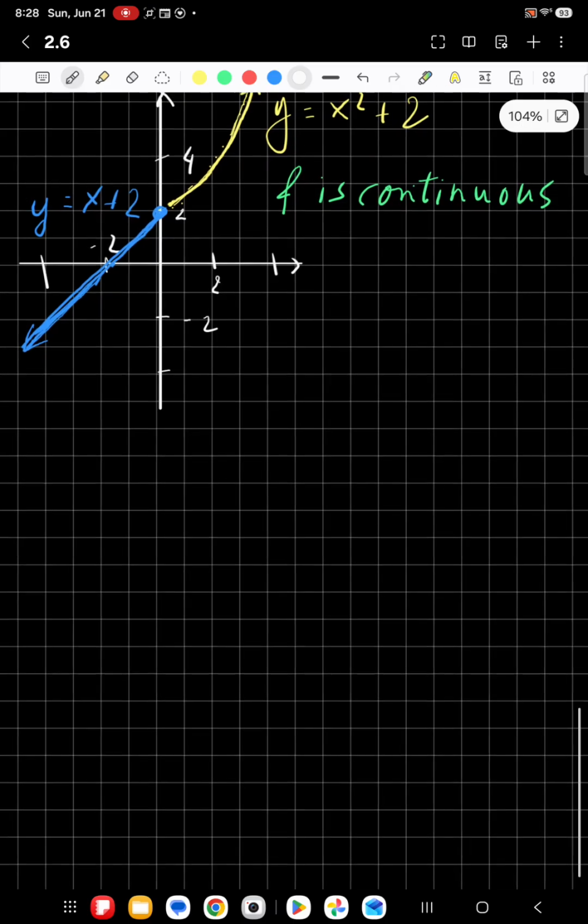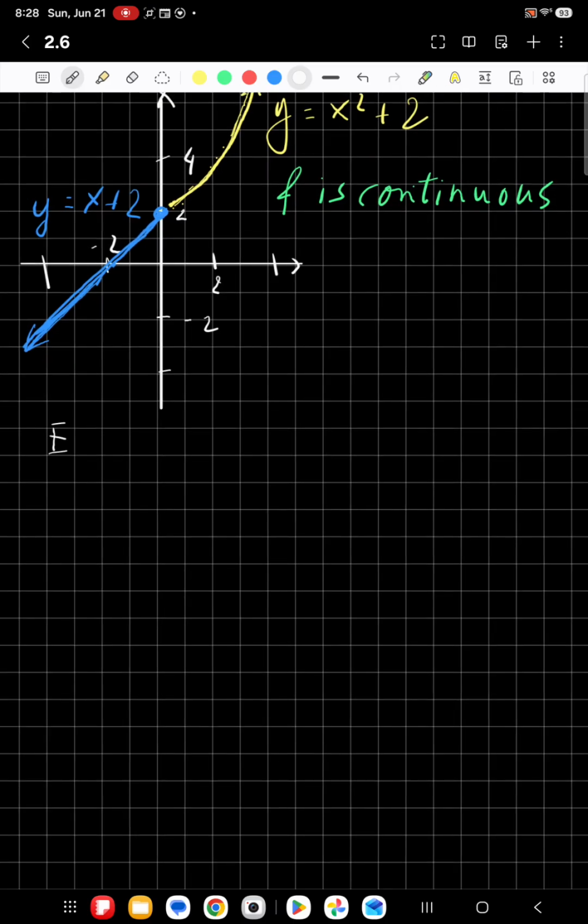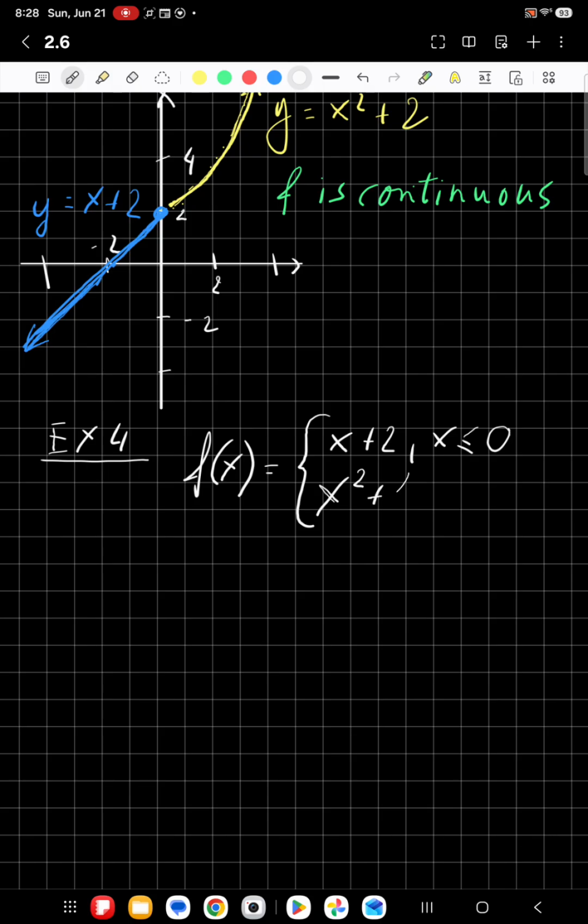Let's look at another example, right? Just quickly. So example 4. So something very similar, right? So f of x, and then we have x plus 2 for x is less or equal than 0, x squared, but this time plus 1, for x is bigger than 0. Okay, so quick graph. And I already know what's happening. I'm not going to sweat over it.